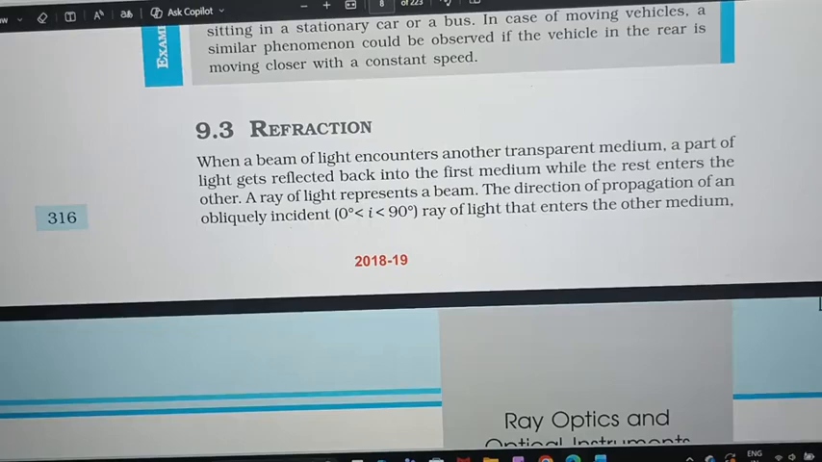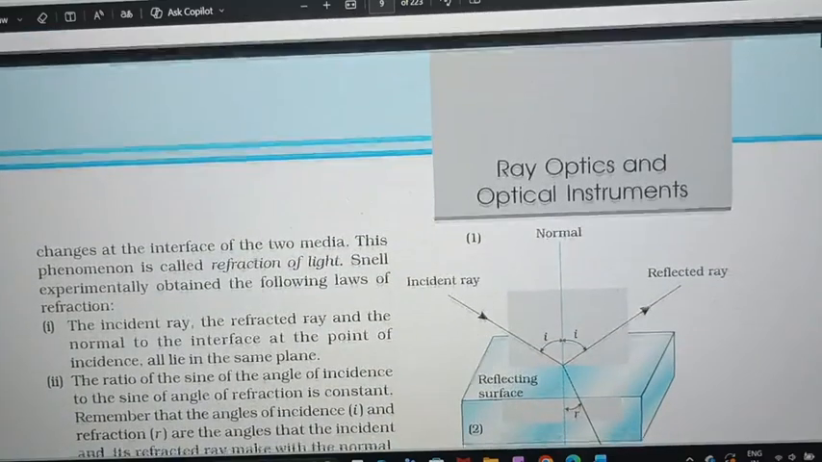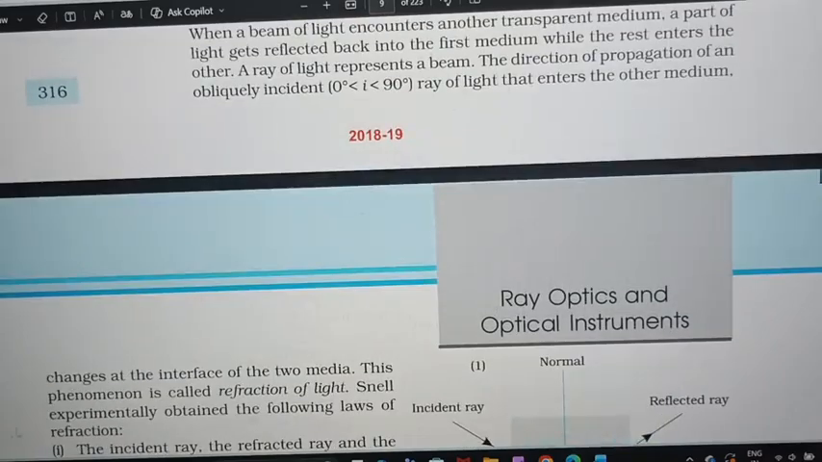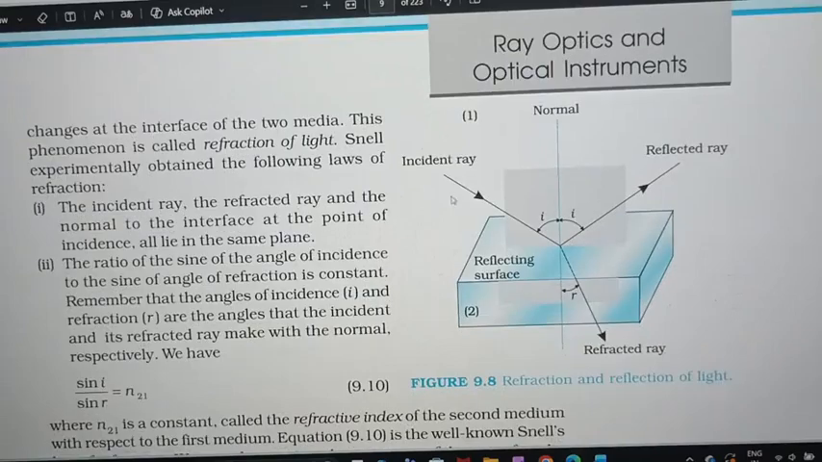Now the perfect definition they're giving is that the direction of propagation of an obliquely incident ray, meaning the incident ray should be between 0 to 90 degrees, then the light will enter some other medium, whatever you have kept. Like here we have kept a rectangular glass slab. What will happen? It will change. What is changing? The direction of propagation of that incident ray will change at the interface of the two media. That is refraction of light, the bending of the light ray. Whenever you put a pencil in a transparent glass filled with water, you can see that the pencil appears to be split, it appears to be broken.